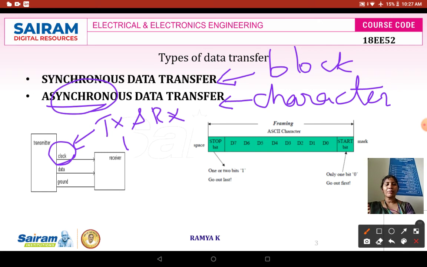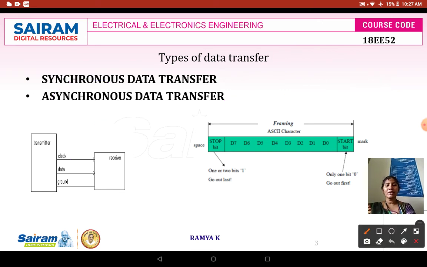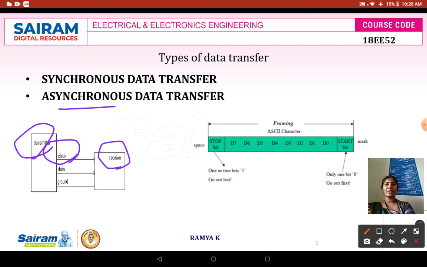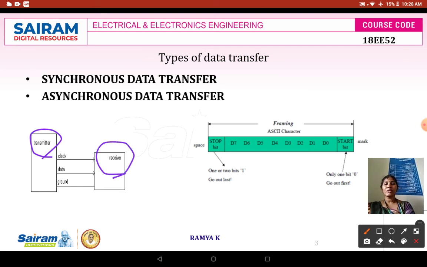When the transmitter and the receiver are supplied with a common clock pulse, you get synchronization because of that common clock pulse. Whereas in asynchronous data transfer, the clock pulse is not common between the transmitting end and the receiving end, and therefore communication is carried out between different clock frequencies at the sending end and the receiving end.